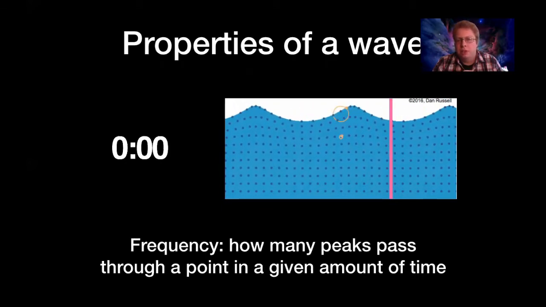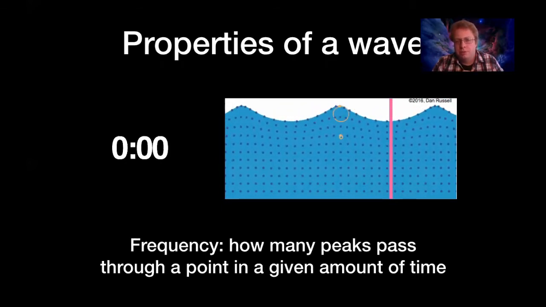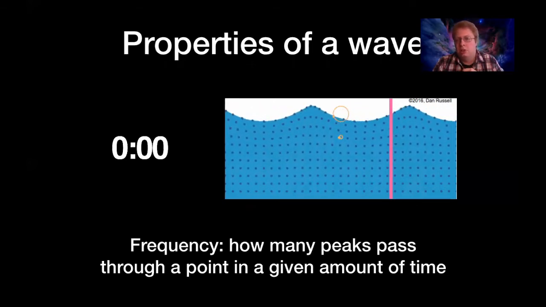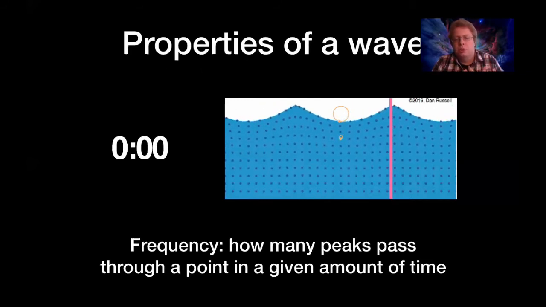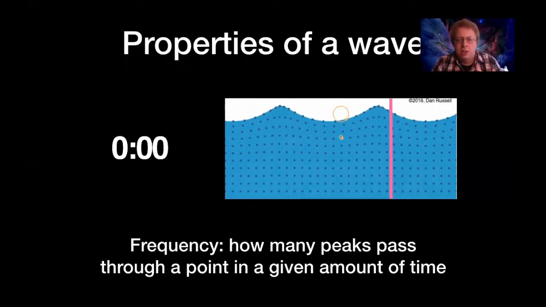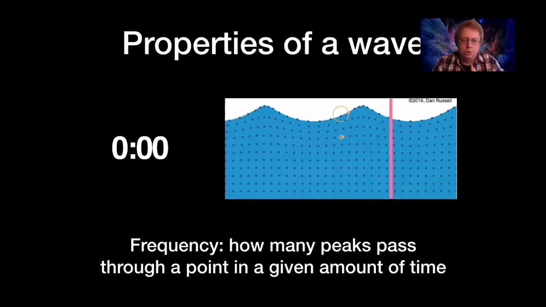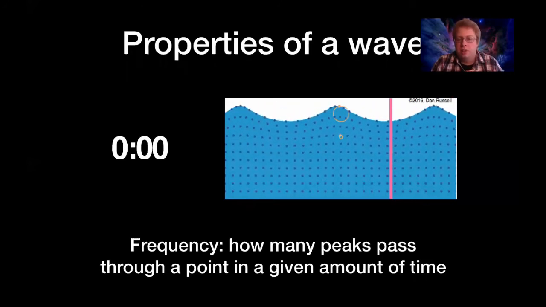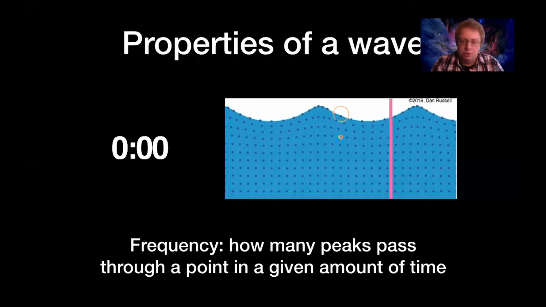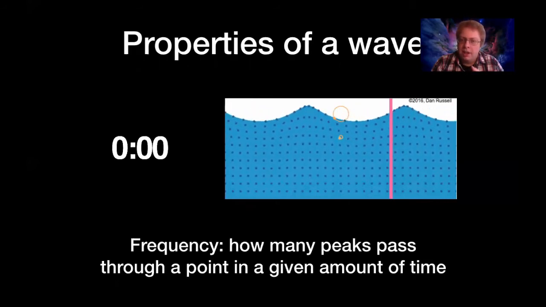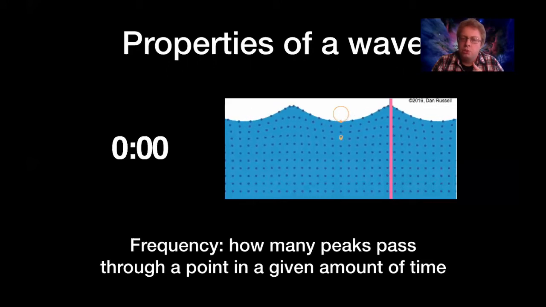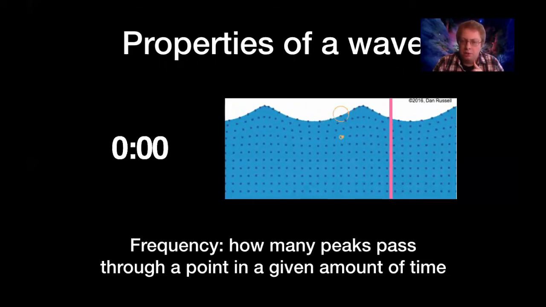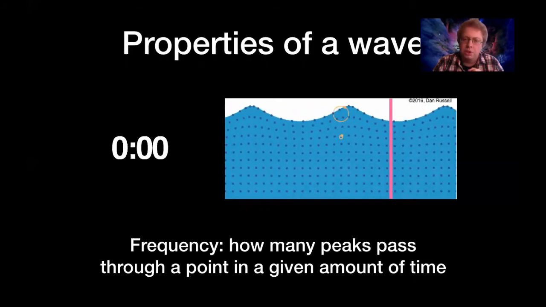Related to the wavelength is the frequency of the wave. This is a little bit more difficult to measure just by looking at it. You have to time it. So the frequency of a wave is how many peaks of that wave pass through a point in any given amount of time. So in this image, I'm using the animated version of this wave in water, and I've added a pink line. So I want you to watch this pink line and count how many waves travel through it as I start this timer over here on the left.